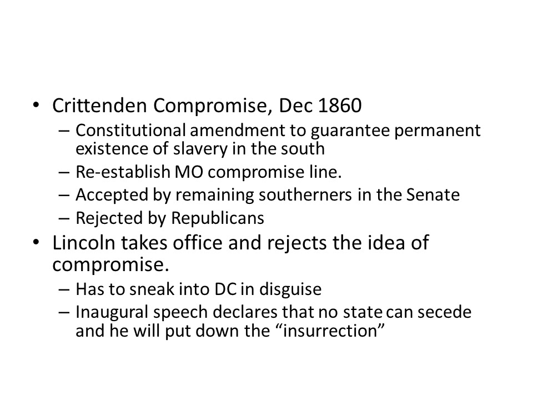It's important to understand that in the early stages with Fort Sumter, people were still working on trying to bring the South back into the Union, and one of the more important efforts in that regard is the Crittenden Compromise, which was first proposed in December of 1860, and that compromise included a constitutional amendment to guarantee the permanent existence of slavery in the South, the reestablishment of the Missouri Compromise line, and it was accepted by the remaining Southerners in the Senate, but it's rejected by the Republicans. Now, when Lincoln takes office, he rejects the idea of the compromise altogether, and he gives an inaugural speech in which he declares that no state can secede and he will put down the insurrection.